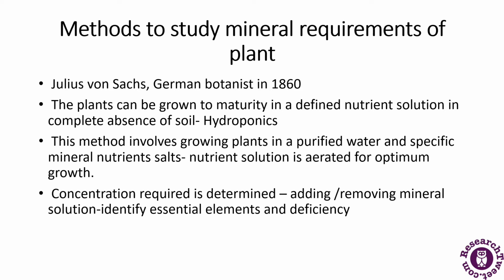So what is the method for that? That is hydroponics. What happens in hydroponics is the plants can be grown to maturity in a defined nutrient solution in the complete absence of the soil. So if we provide the proper minerals to the plants, then they will grow, because they will have all the conditions for the proper growth and development. So this was the term provided by this botanist in 1860. He gave the term hydroponics.